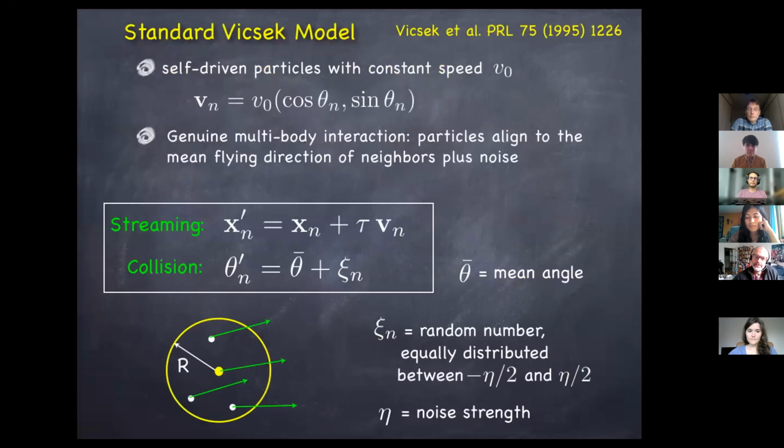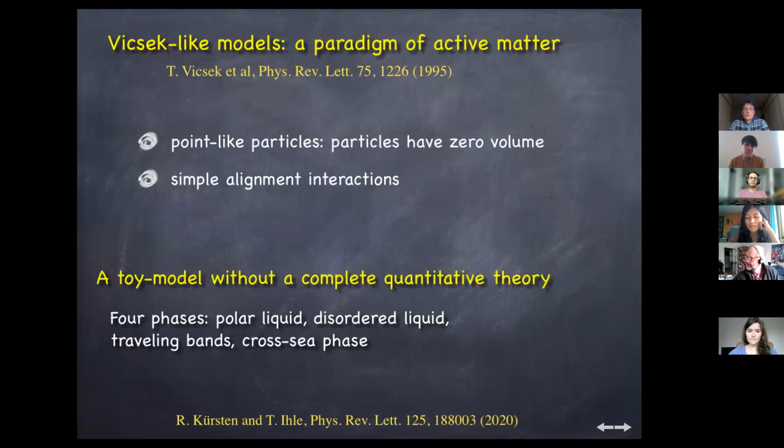All right. So first I will mostly focus on one of the simplest models of active matter, the so-called Vicsek model, where you have point-like particles. So the particles have zero volume and they have simple alignment interactions. But these ideas about the response theory can be generalized to other models. That's just the first one I started with.